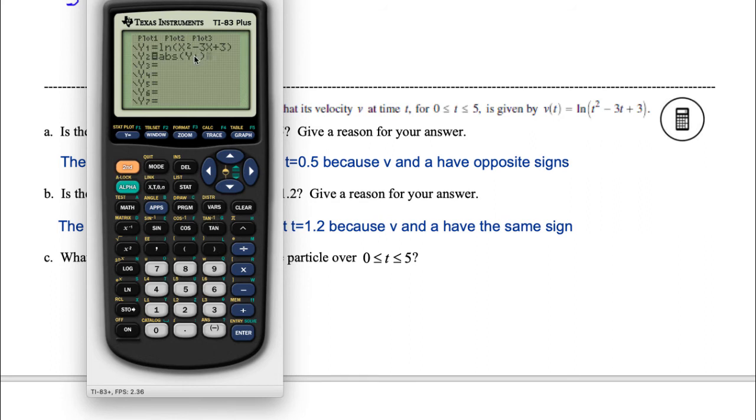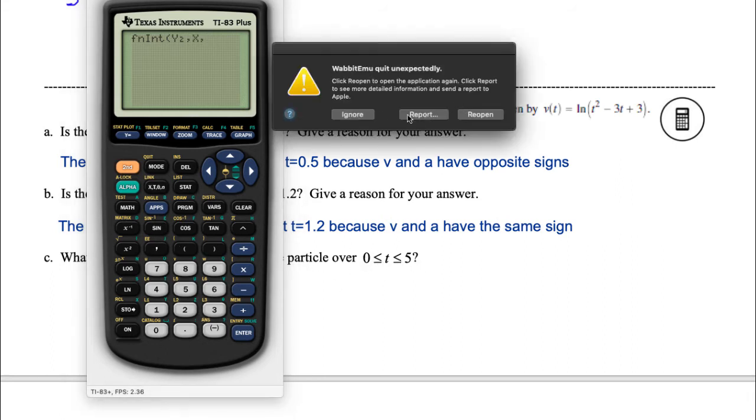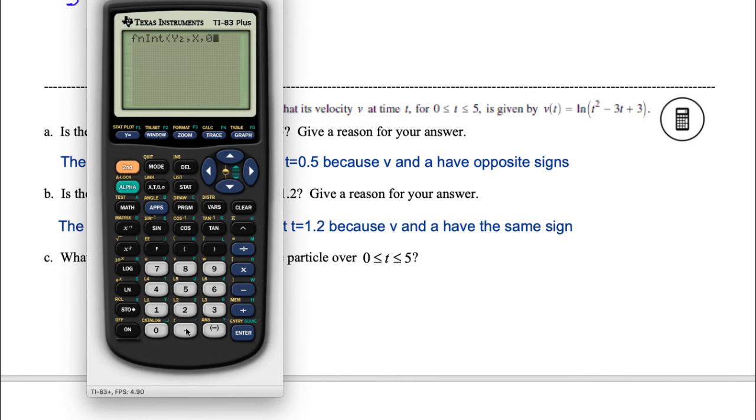I could graph that, but an even faster way is to do it without a graph. Since I'm already taking the absolute value, I can come to second quit and do math 9 to find the integral of vars right, enter 2, because it's y2 in this case, with respect to x from 0 to 5, and I'll get my answer. I'll also show you how to do that with a graph in case you only want to do a graph, but this way is a little bit faster.